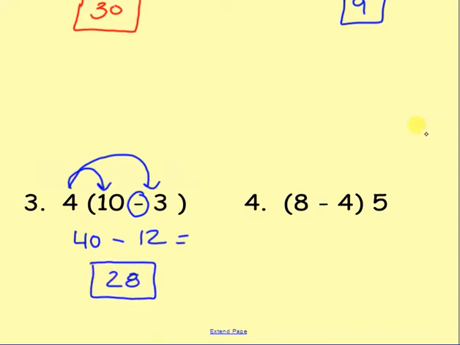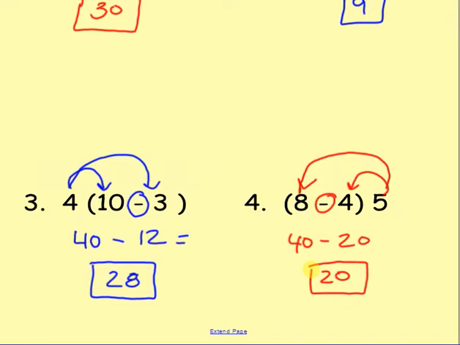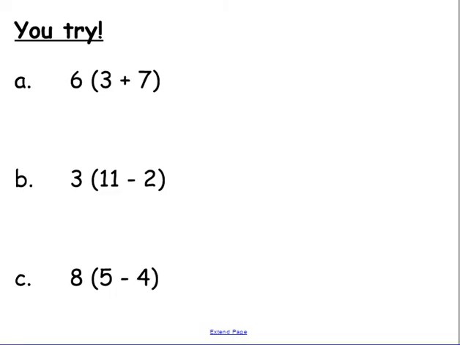Okay, let's do this example. You'll notice I just put them on the other side, but same thing. 5 times 8 is 40. The operation in the middle is minus. 5 times 4 is 20. So 40 minus 20 is 20. There you go. All right, I want you to try these 3 on your own. I'm going to do them as well, and then we'll compare answers.